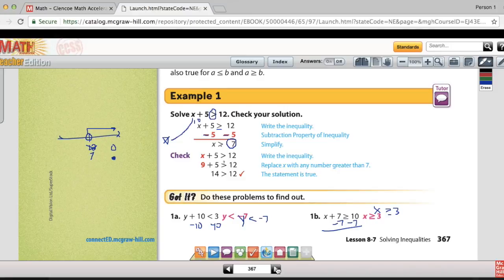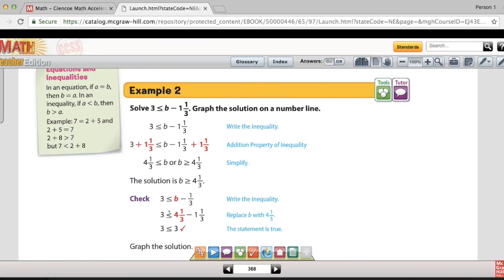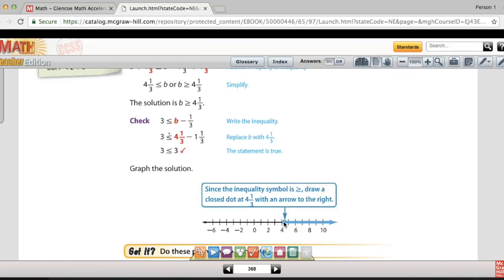For the next example, we have some more inequalities to solve, and it says to graph the solution on a number line. So we are still going to solve like normal, like we have been, except we are going to solve that and then show it on a number line. So we're going to use a closed circle with an arrow going to the right, since the solution for that practice problem on the top of page 368 was b is greater than or equal to 4 1/3.